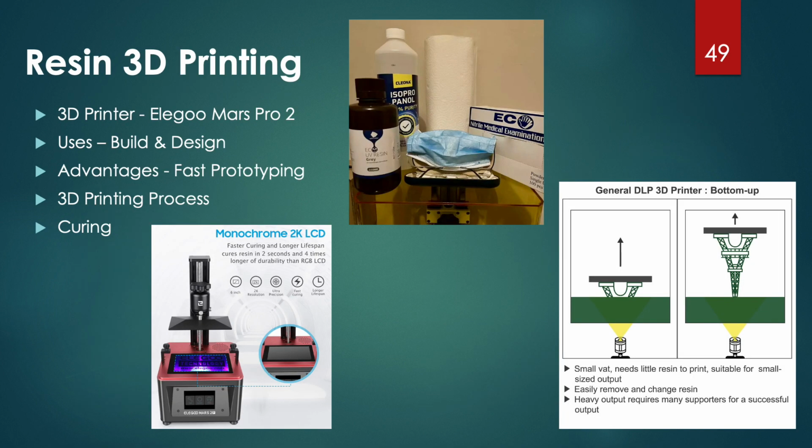Resin 3D printing. As Steven has said, our team focused on 3D printing, and the printer that we used was the Elegoo Mars 2 Pro, as shown on the left. This printer is a liquid resin 3D printer. We used it to build and design parts for our mini solar panel system. So the advantages of 3D printing are that you can prototype parts fast when designed on SolidWorks or AutoCAD. The STL file can then be uploaded into a slicer program that will change the STL file into a G-code, allowing the printer to print the file.